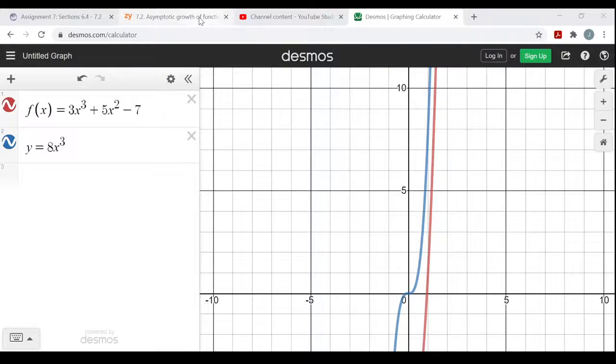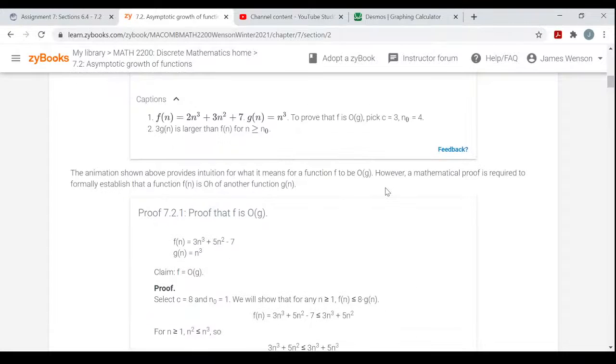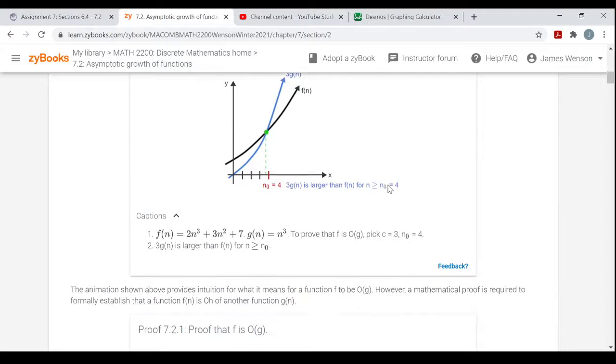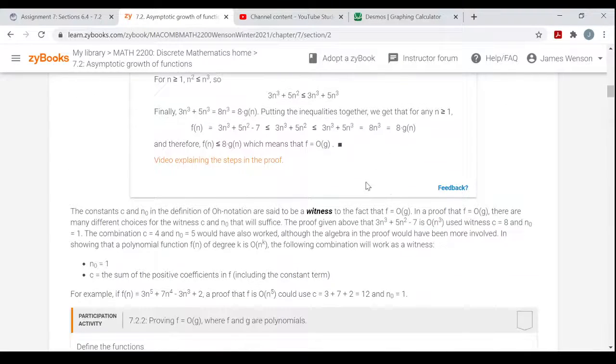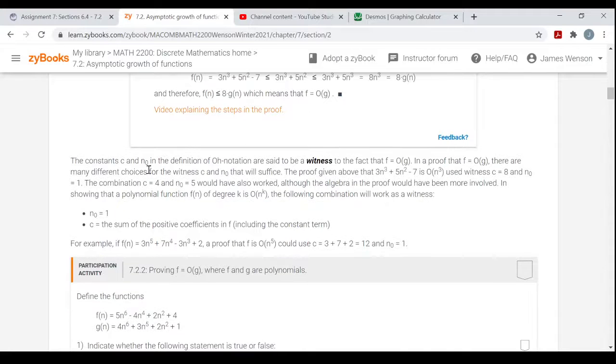And they give you some suggestions too. So they got that there. They got the proof here. There's another video explaining the steps in the proof if you want to watch that. So now the constant c and n0, that I chose, 8 and 1 there, in the definition of O notation, are said to be a witness to the fact that f is O of g. So when proving that f equals O of g, there are many different choices for c and n0.